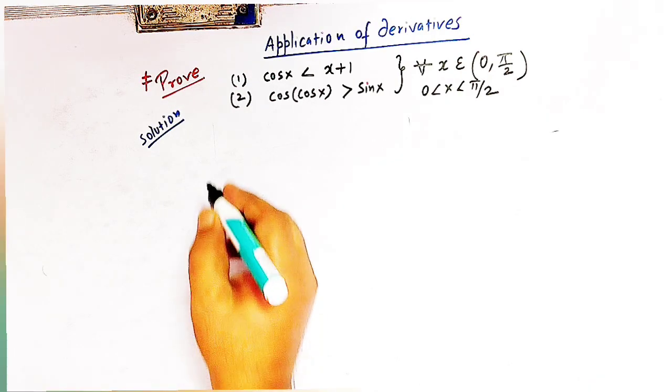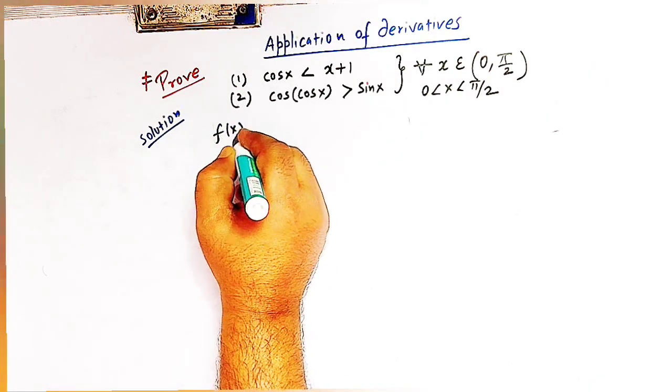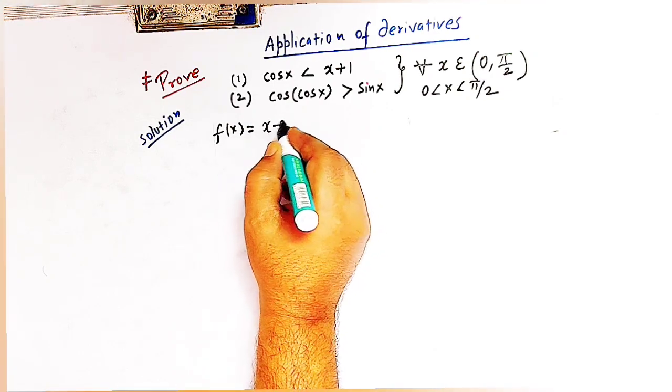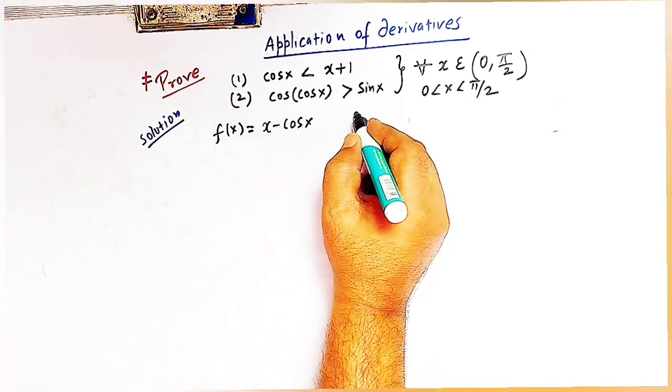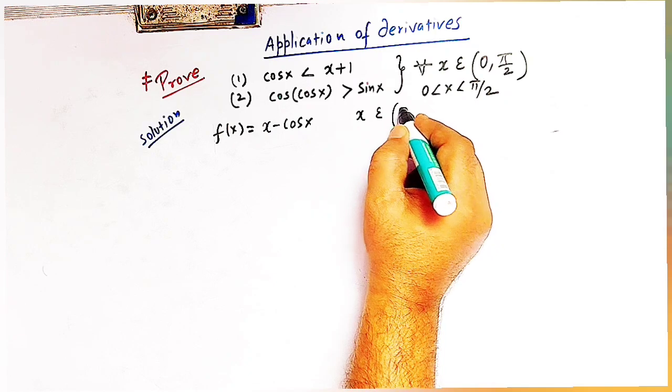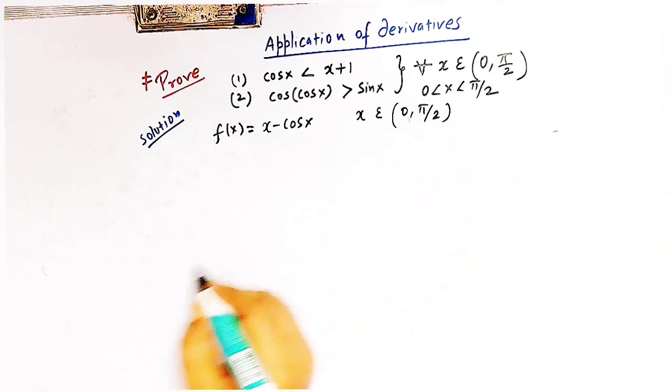So to begin with, we'll take the function f of x is equal to x minus cos of x, and x belongs to the interval 0 to pi by 2, right?